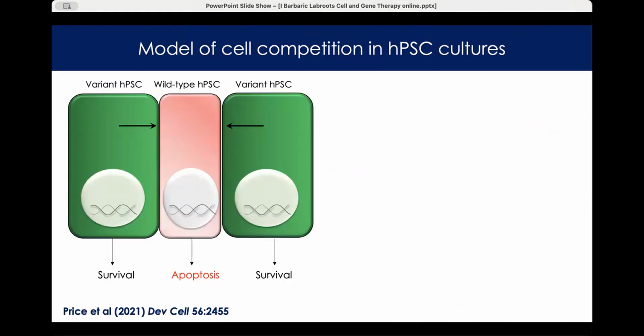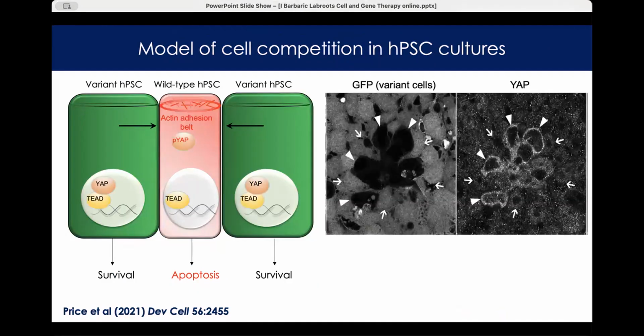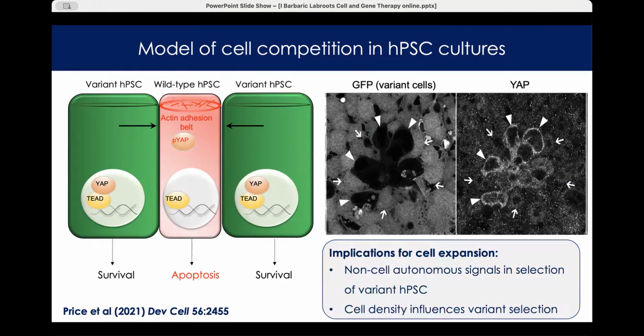And we went on to characterize the molecular mechanism for this and show that, in fact, these two cell populations, wild-type and variant, despite being sublines of the same line with and without genetic changes, respond very differently to each other and to the same mechanical environment in which they are found, with wild-type cells sequestering YAP into the cytoplasm and subsequently undergoing apoptosis, whereas the surrounding variant cells that they're in contact with still retain YAP in the nucleus and can survive and dominate the cultures.